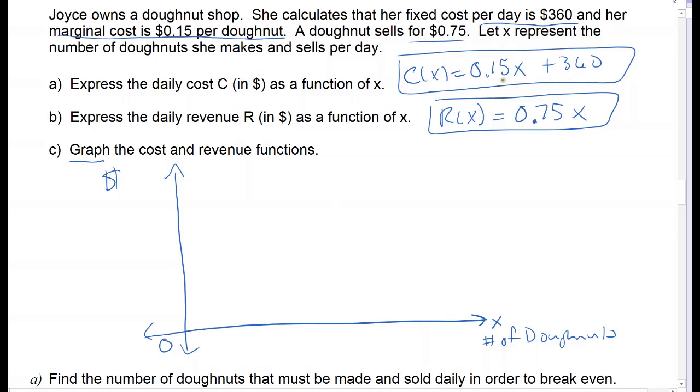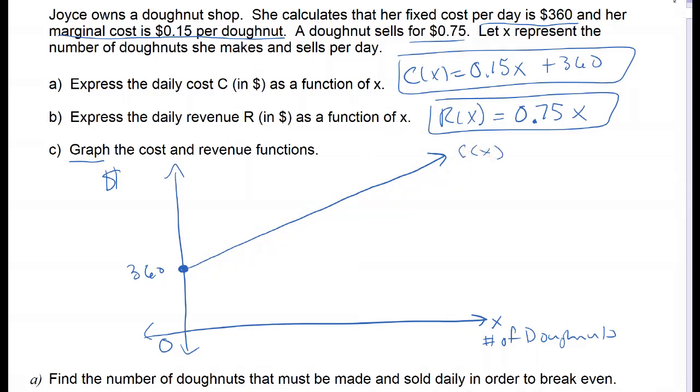My cost equation, if I don't produce any donuts, she still has to pay her rent. And so for 0 donuts, it's still going to cost her $3.60. And so I'm just going to go up here and mark off $3.60 as the starting point, and then it's got a positive slope, so it should be moving up. But 0.15 is a very small slope, so it's increasing but very, very slowly. So there's my cost equation.